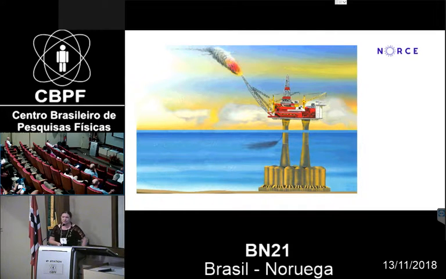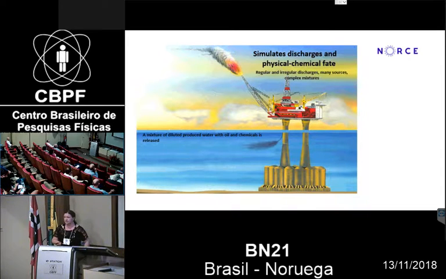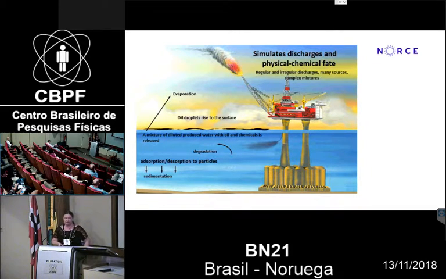So this image, I believe, was created by Mark Reed in SINTEF during the original project, and it just gives an overview of what the model is simulating. So you have the physical chemical fate of your components for all kinds of regular or irregular discharges. You have the discharges released, your oil droplets are rising to the surface, where you have, of course, evaporation. You have degradation in the water column. You have adsorption and desorption to particles, and you have sedimentation. And then particularly if you're looking at drilling simulations, then you also have deposition, resuspension, and degradation in the sediment layer. And all of these are taken into account in the fate of the chemicals in the DREAM model.